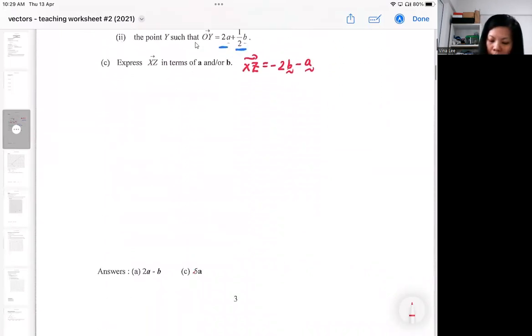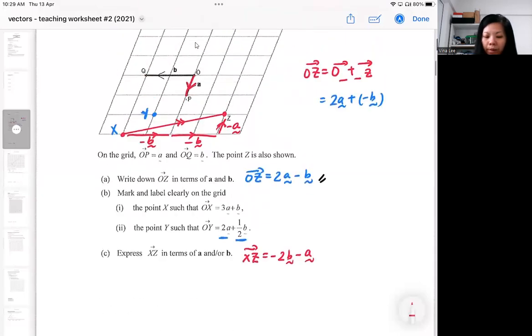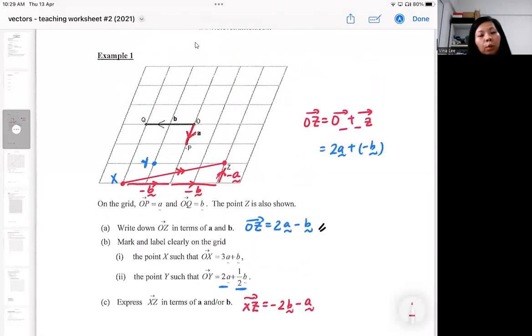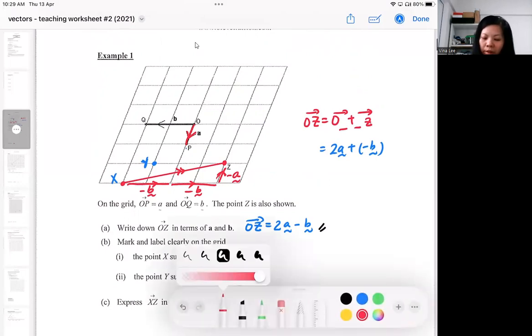So the answer here is not exactly correct. You play around with the vectors that they give you. Every question can be different, so you need to take note of the direction as well. Okay, so that is how you do a grid question like this.